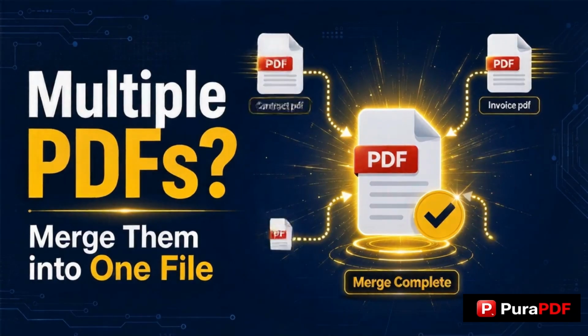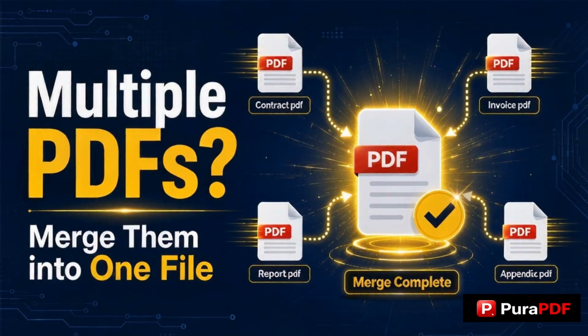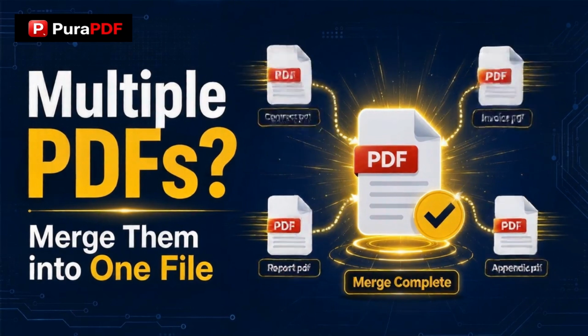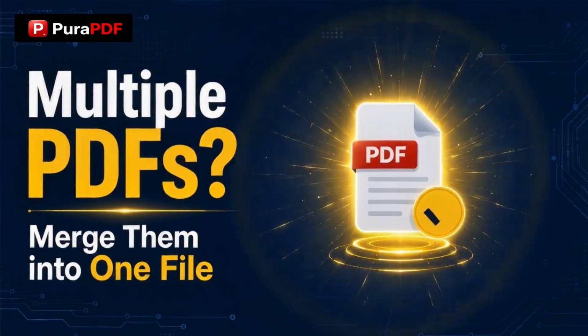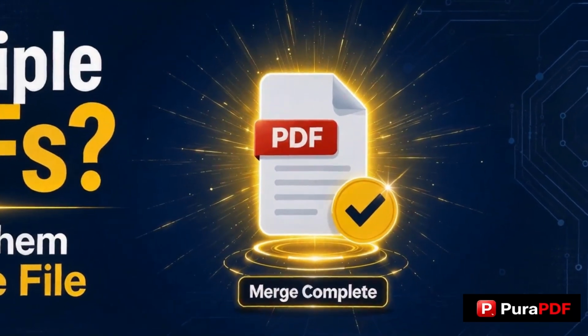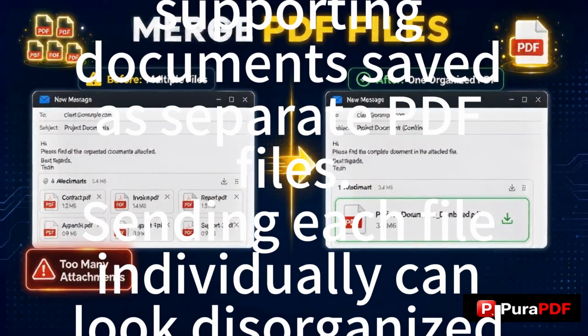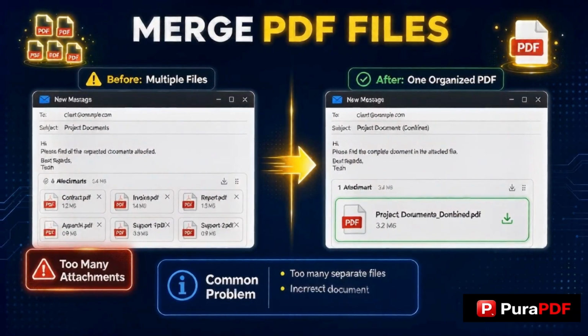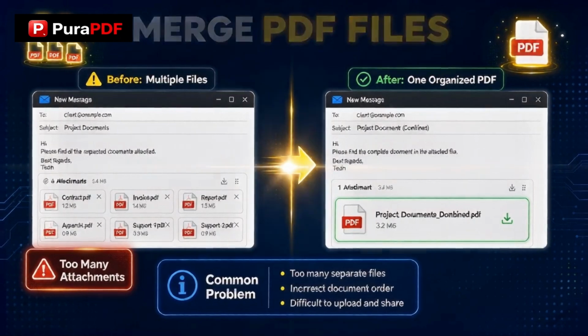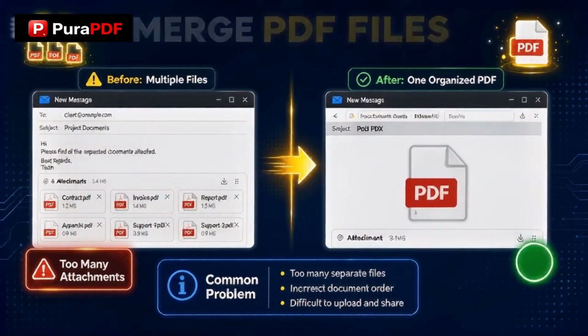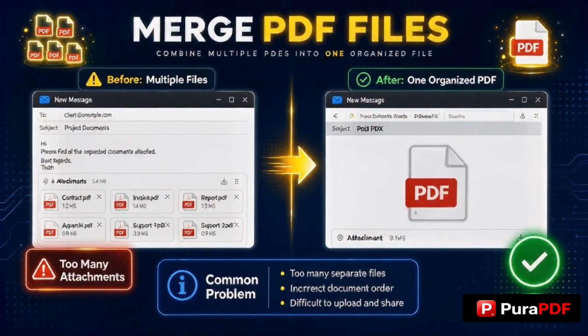Have several PDF files that need to be sent or uploaded together? Instead of managing multiple attachments, you can combine them into one organized PDF in just a few clicks. You may have a contract, an invoice, a report, and several supporting documents saved as separate PDF files. Sending each file individually can look disorganized and make document management more difficult.